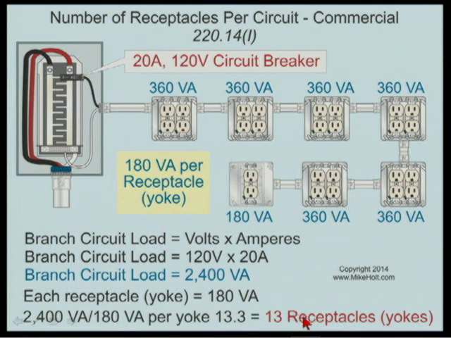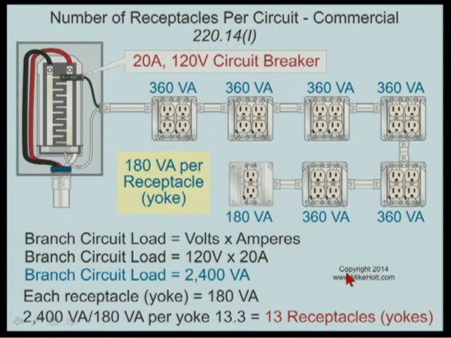Then we have 13 receptacles. Well, it's not really receptacles, it's receptacle yokes. So that would be 1, 2, 3, 4, 5, 6, 7, 8, 9, 10, 11, 12, 13 receptacle yokes. And in this example here, we actually have 26 receptacle outlets. Is that right? Because that's 2 receptacles on a yoke, 2 receptacles on a yoke. So it's not really the number of receptacles, it's the number of receptacle yokes.